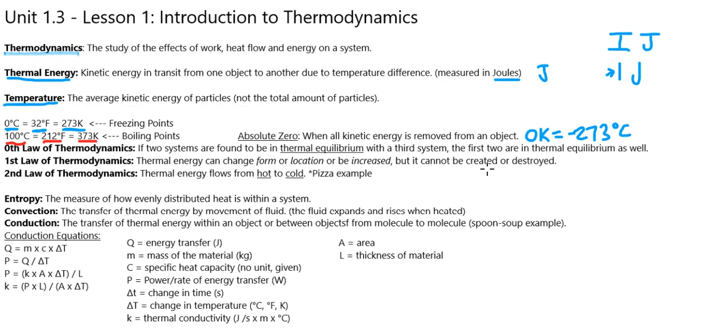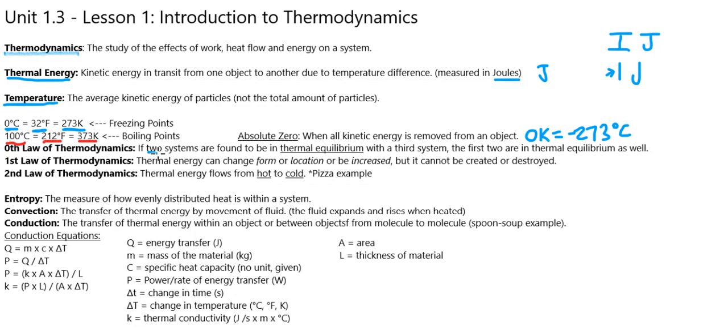So the 0th one is if two systems are found to be in thermal equilibrium, which the definition from PLTW is when two touching objects in a system reach the same temperature. Well, it doesn't have to be two, but that's just an example. The system would then lose its ability to do work once it's in thermal equilibrium. But anyways, back to the law.